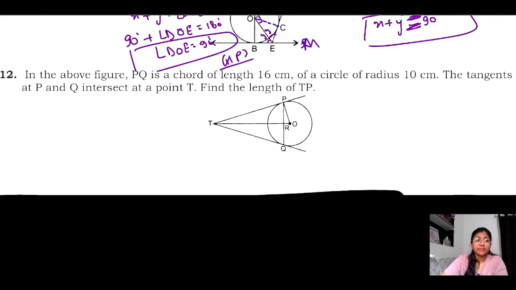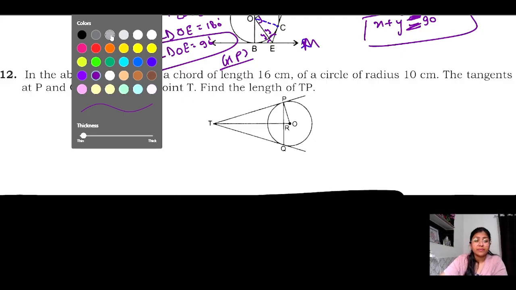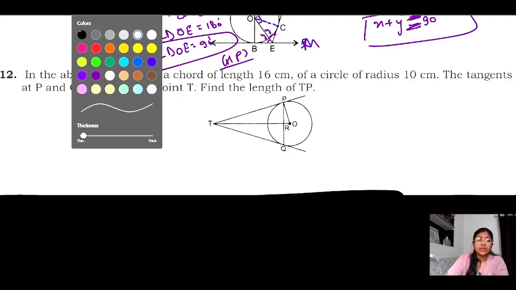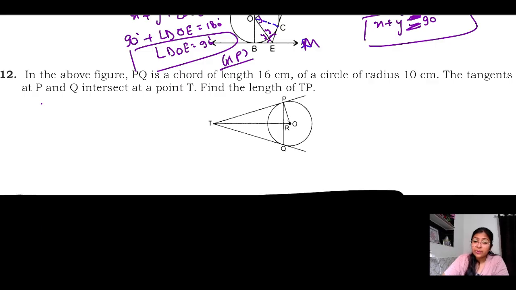Read the question. In the given figure, PQ is a chord of length 16 centimeters. Radius and tangent are perpendicular to each other, yes or no? Yes. If you draw a perpendicular, this line will be perpendicular to this line. So it will bisect the chord. The total length is 16. So PR will be 8 and RQ is also 8, because the total length of the chord is 16. Yes, very good. The radius is of measurement 10 centimeters.